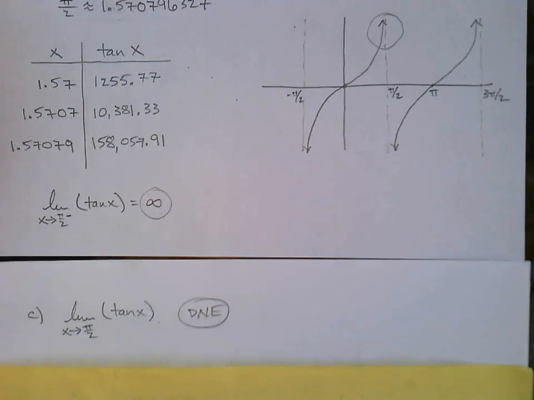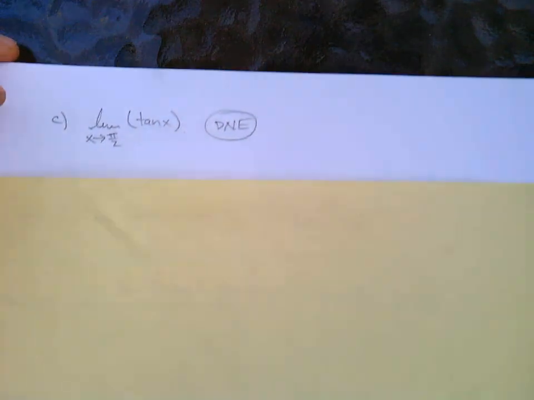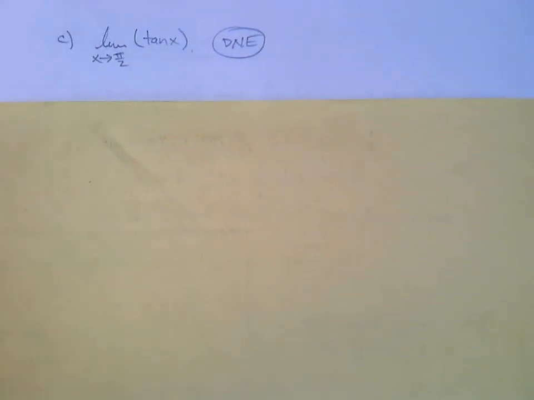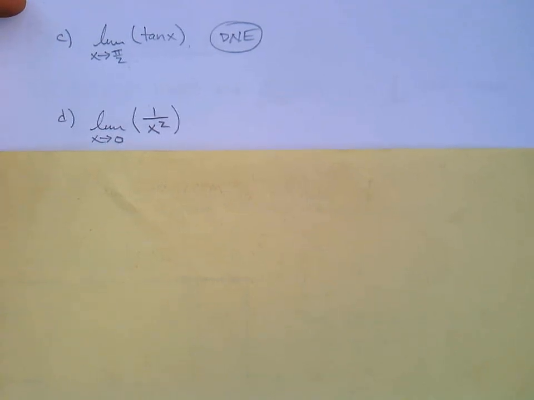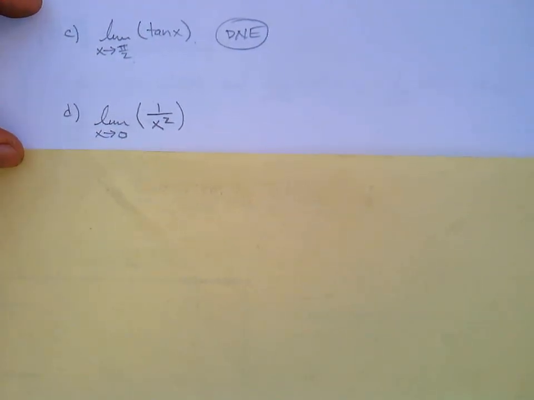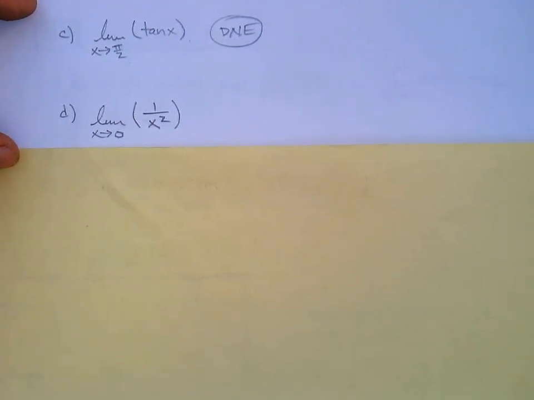Okay, that's kind of a nice one. We're kind of seeing some of the themes play out in different situations. I've got one more infinite limit question. It's another two-sided limit, by the way. Part D, the limit of 1 over x squared as x approaches 0.